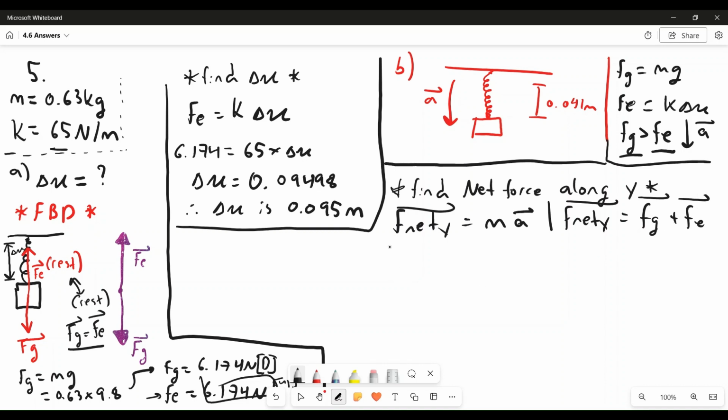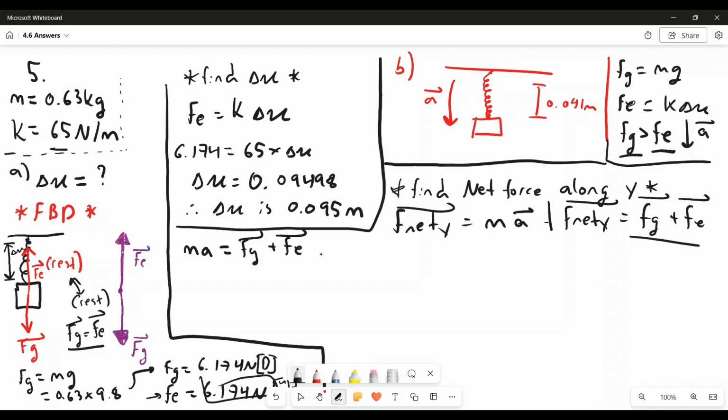How are we going to use this in order to find the acceleration? Well, let's put these two things together. So I'll write it over here. We have F net y, which is our ma, and then we also have the right side, which we'll write as Fg plus Fe.